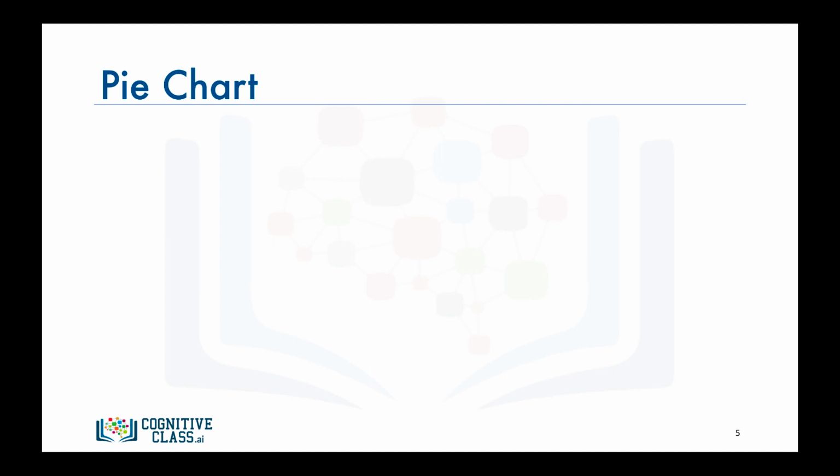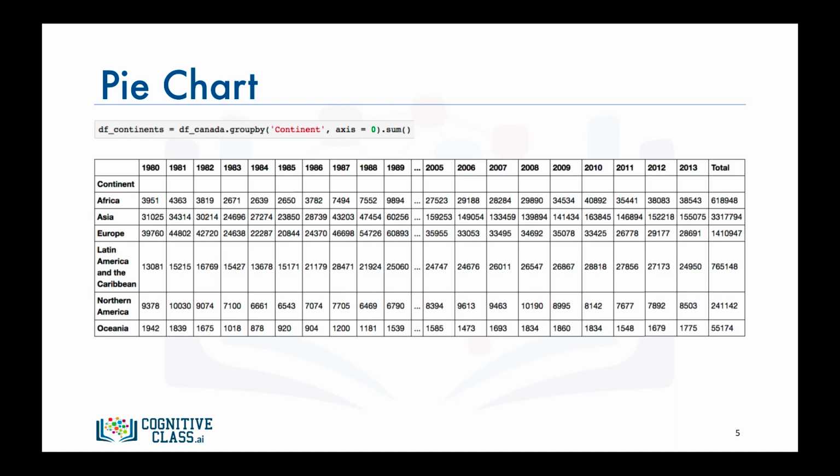So now that we know how our data is stored in the data frame df_Canada, say we're interested in visualizing a breakdown of immigration to Canada continent-wise. The first step is to group our data by continent using the continent column, and we use pandas for this. We call the pandas groupby function on df_Canada, and we sum the number of immigrants from the countries that belong to the same continent. Here is the resulting data frame, and let's name it df_continents.